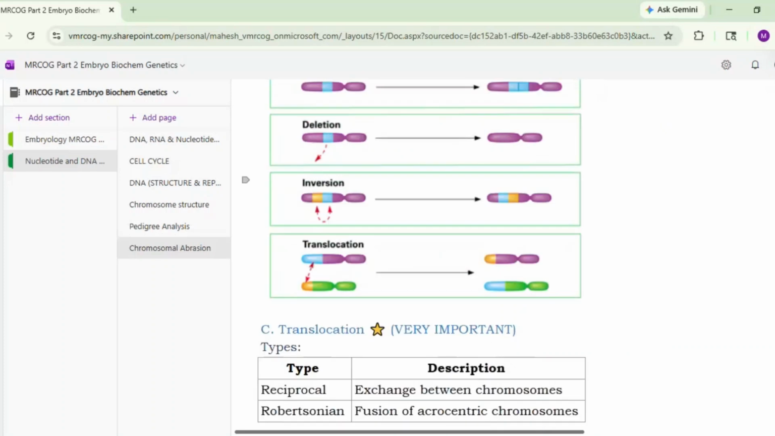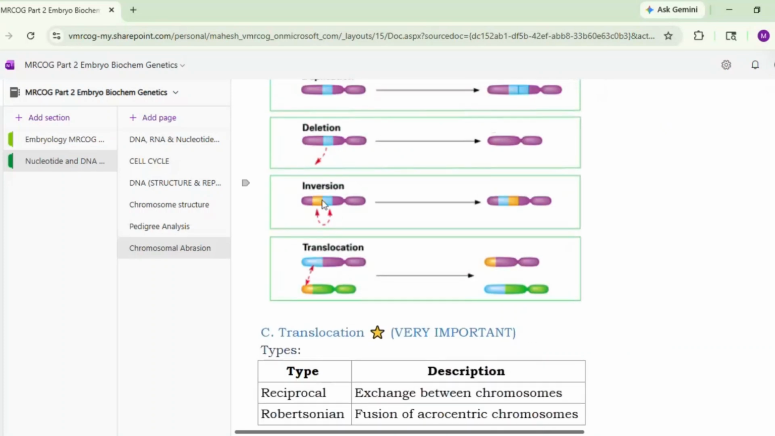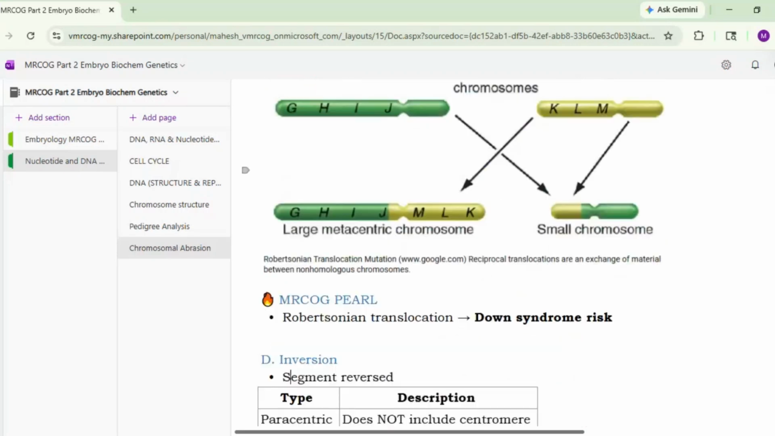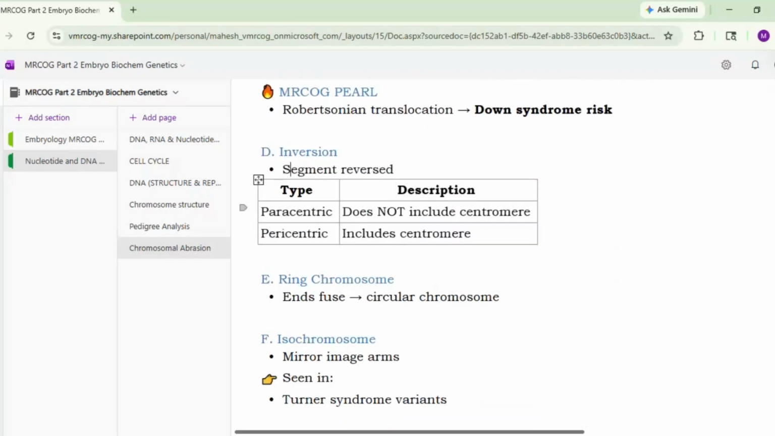Inversion is of two types. Here there is an inversion. So this part is getting inverted. This is not involving the centromere. Sometimes if this involves the centromere, this part, then there are two different subtypes. The one which does not involve the centromere is paracentric. It does not include the centromere. So in paracentric inversion, the centromere is not involved. Next is pericentric, which includes the centromere.